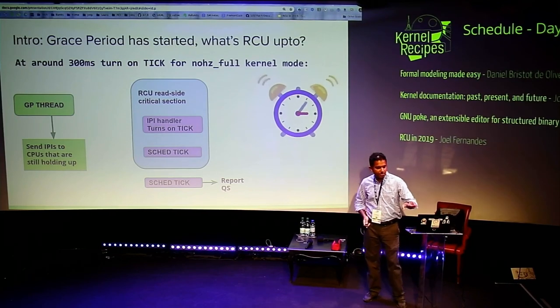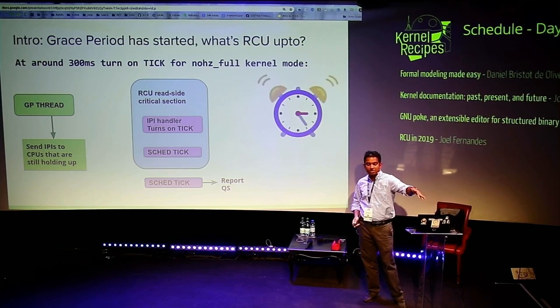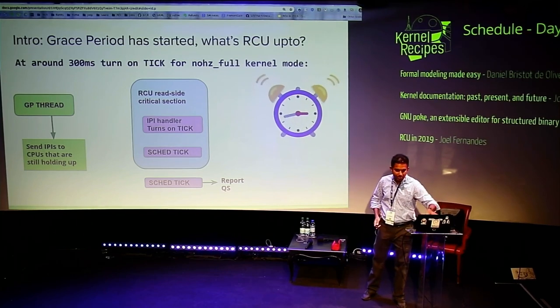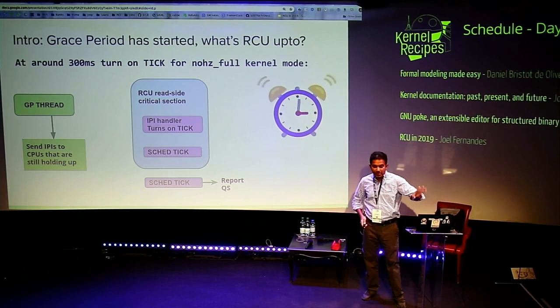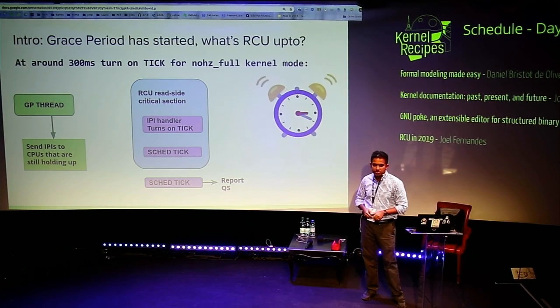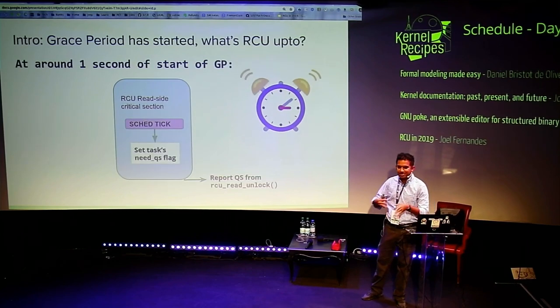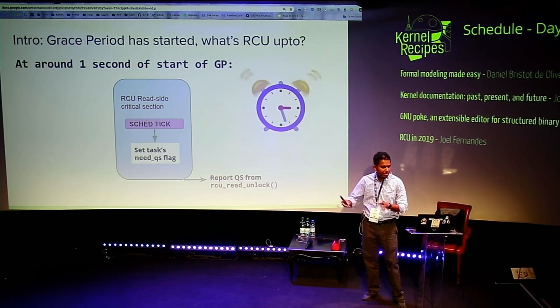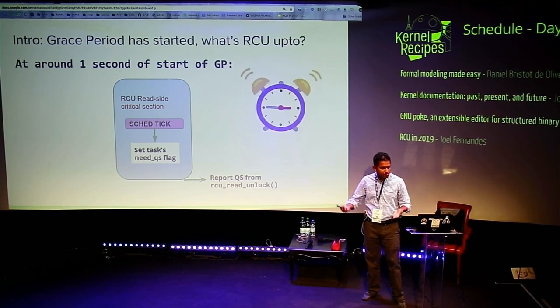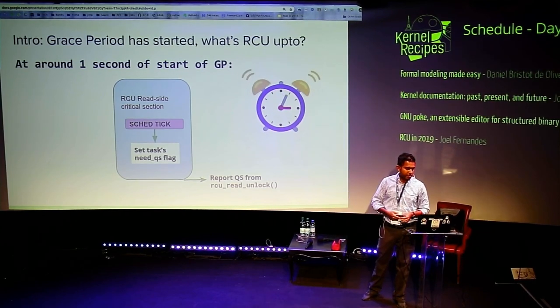And I fixed a bug where the scheduler tick was not getting turned on, thanks to Frederic Weisbecker. And we actually solved some out-of-memory issues that Paul McKenney was seeing. So it does all these tricks, like it's trying to set flags and trying to end the grace period sooner on those CPUs that are blocking the grace period.